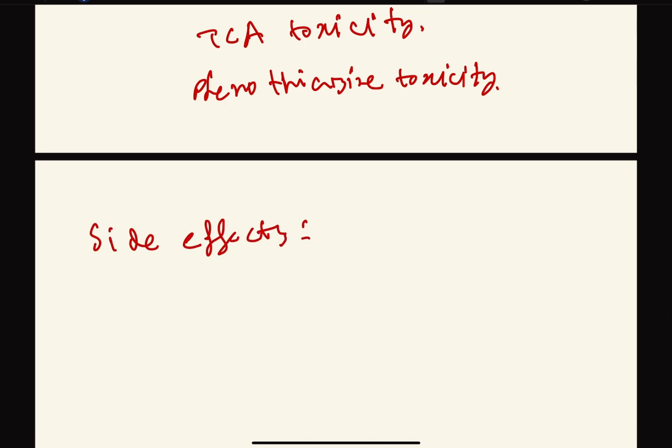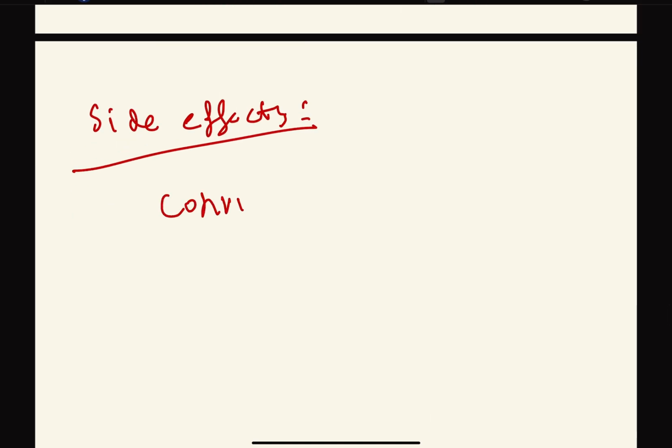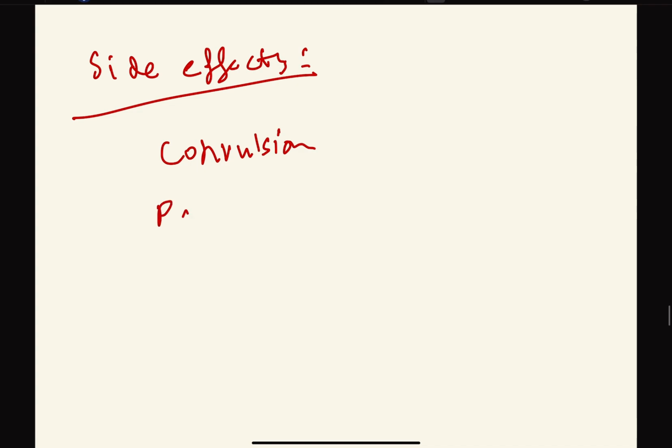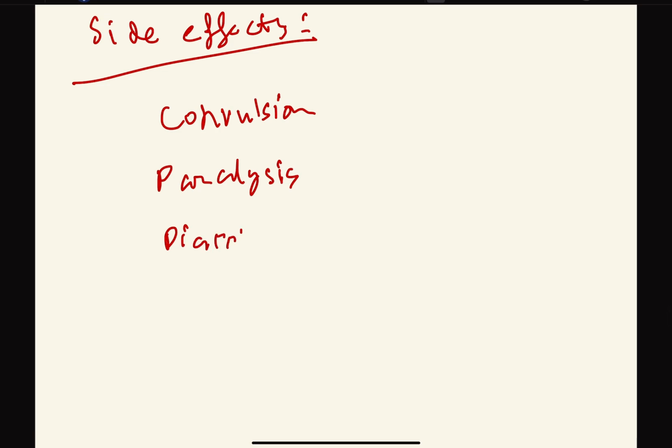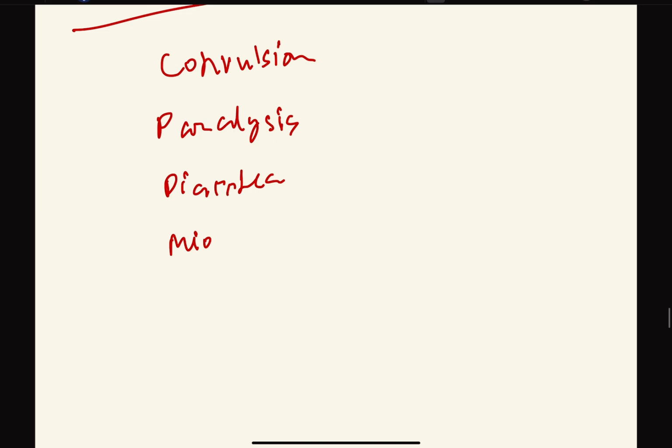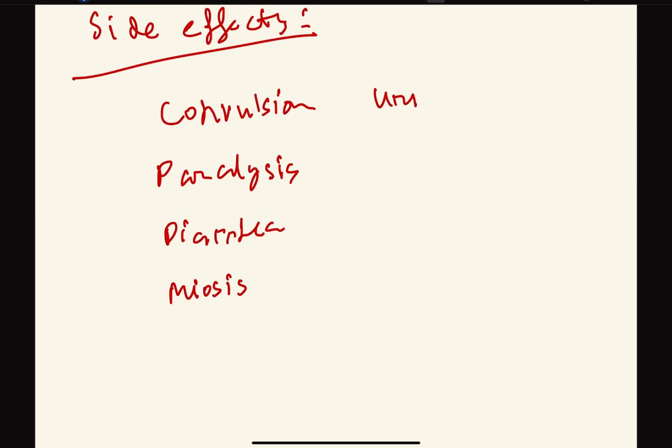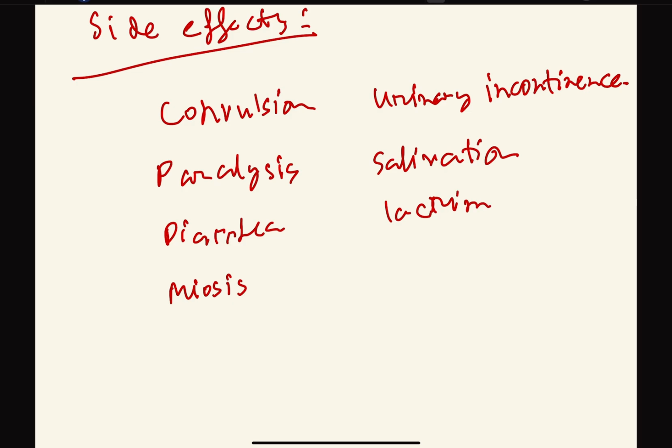So what are the side effects of using these drugs? They can cause convulsion, and they also can cause paralysis, diarrhea, miosis, sorry, not urinary retention, it can cause urinary incontinence, salivation, lacrimation, flushing.